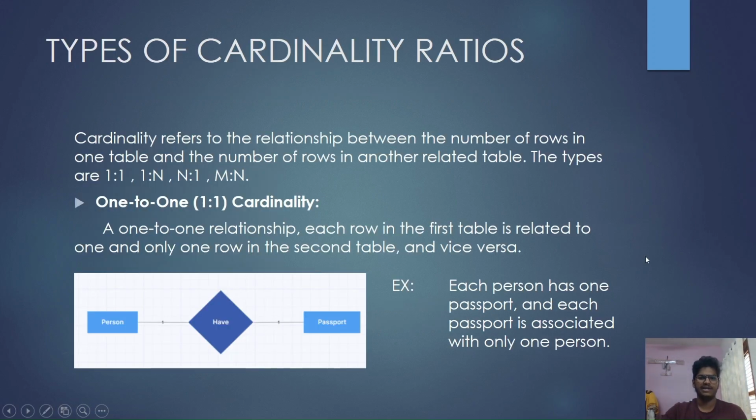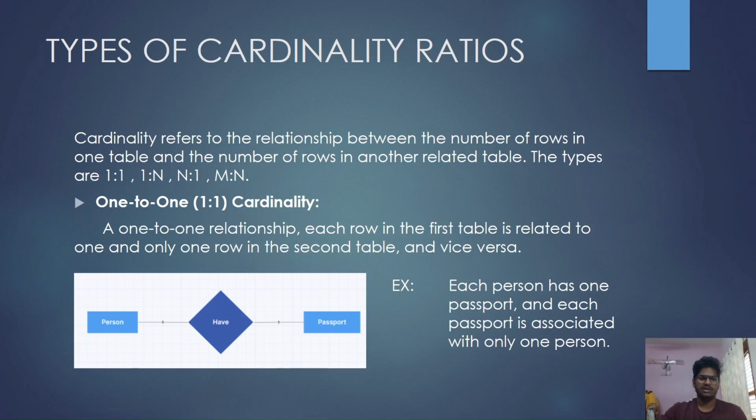Types of cardinality ratios. Cardinality refers to the relationship between the number of rows in one table and the number of rows in another related table. The types are 1:1, 1:many, many:1, many:many.